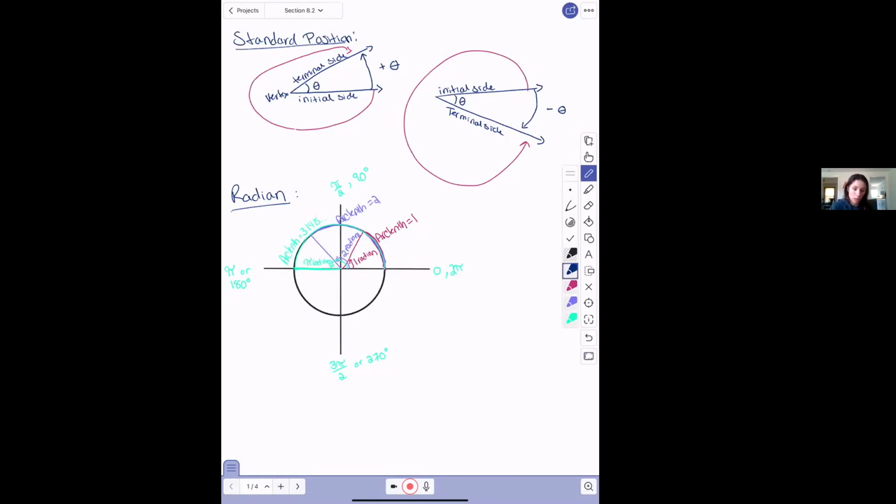Another important thing to note is that we could have negative radians. So about here, this arc length is still equal to 1. But since we're moving in the clockwise direction, it's minus 1 radian. Okay, any questions there?